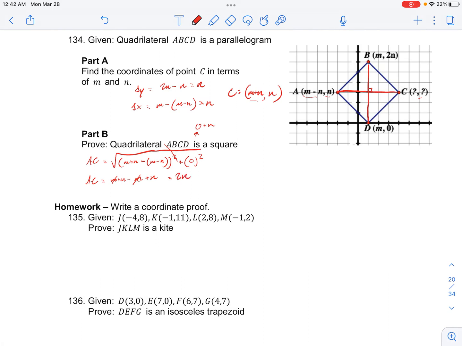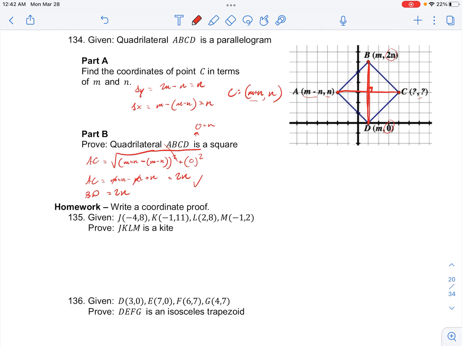Now we want to prove that BD has the same length. Since it is also a vertical line, with no change in x, we can just look at the change in y. We have a change in y from 0 to 2n, so the length of BD is also 2n. So the diagonals are congruent, and we want to look at their intersection angle.